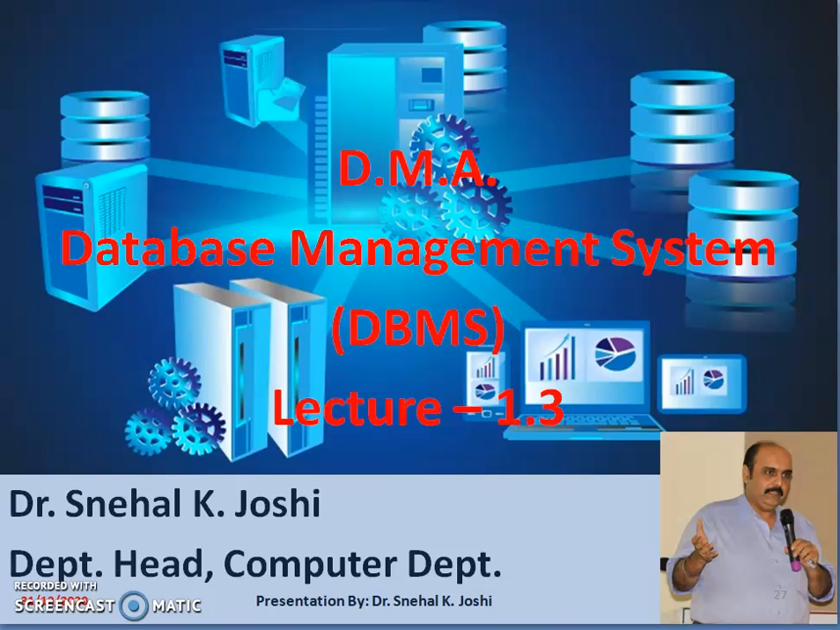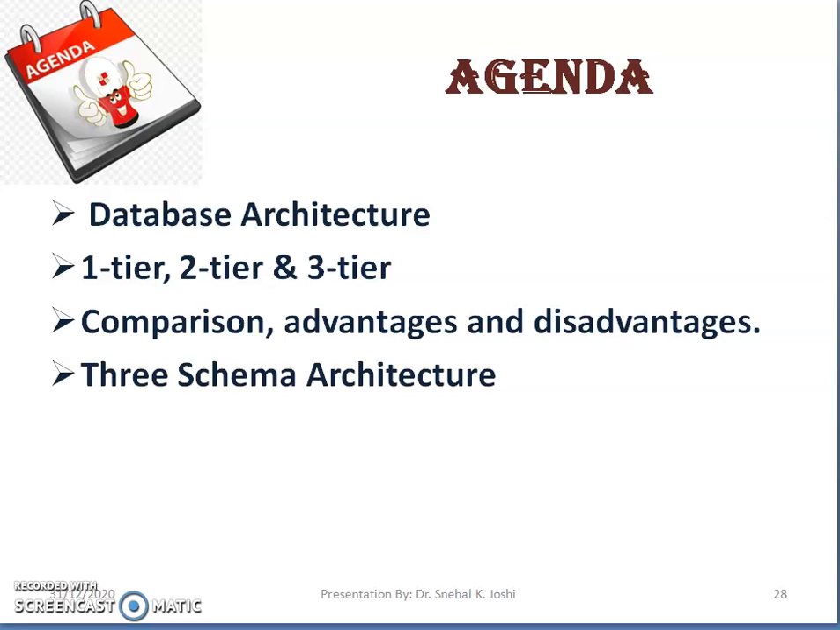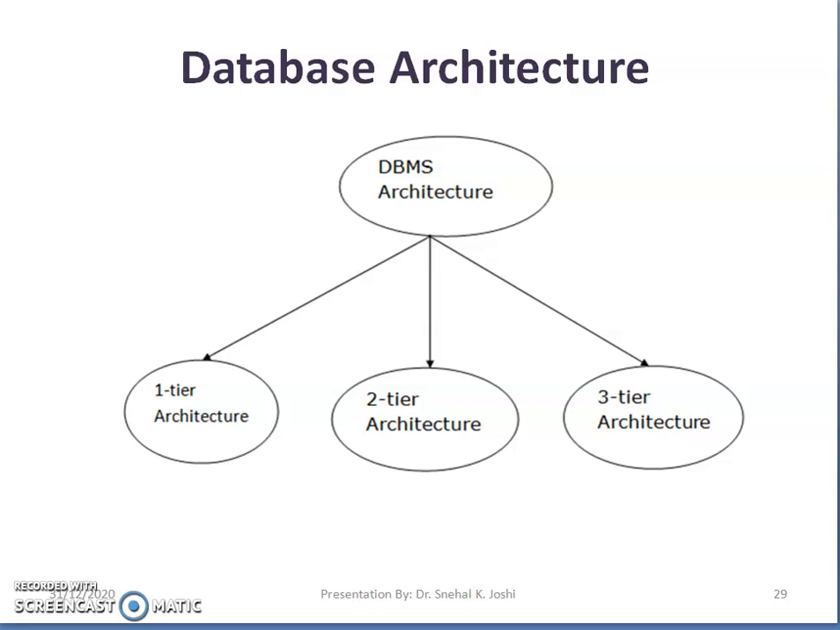Now, first, let us look at our agenda for this particular lecture series. In this lecture, our agenda is database architecture that we'll cover. So we'll cover 1 tier, 2 tier, and 3 tier. We will also compare and look ahead at the advantages and disadvantages, and we will understand the concept of three schema architecture. Now, database architecture, as we know, the DBMS design depends upon its architecture.